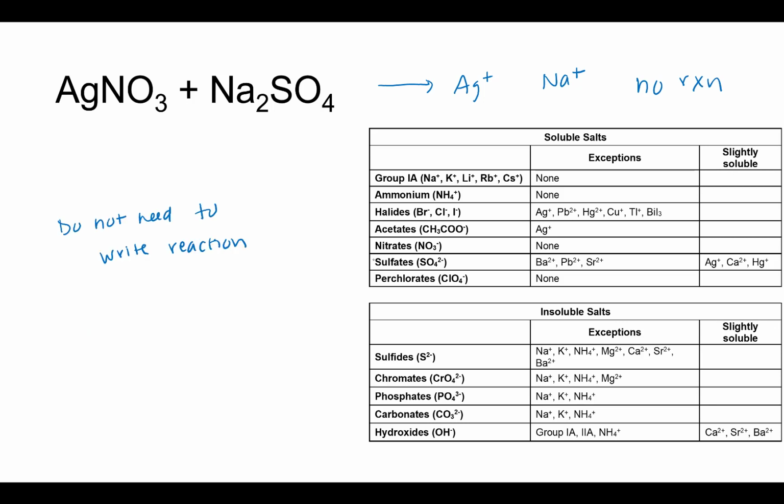And you can double check the rules here. So if a sulfate were to form, we could look at the sulfates, and those are pretty soluble except for barium, lead, and strontium. And silver is slightly soluble, but the amount that we had seemed to be soluble, so we didn't have to worry about a reaction for that one.